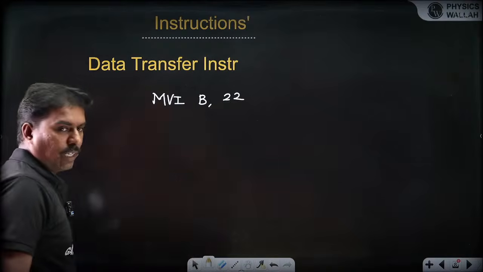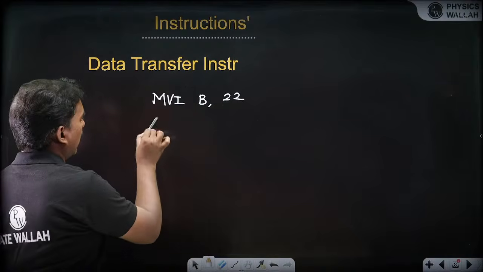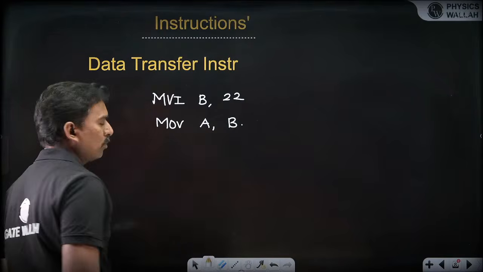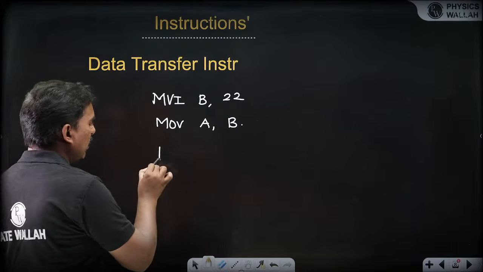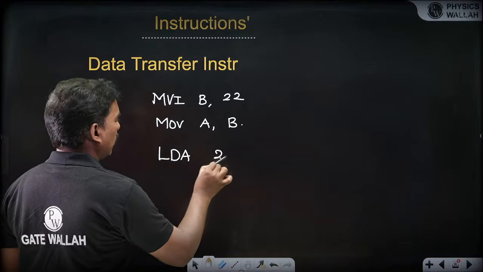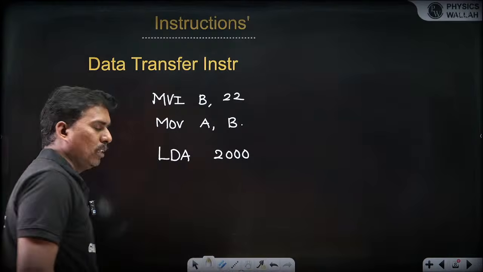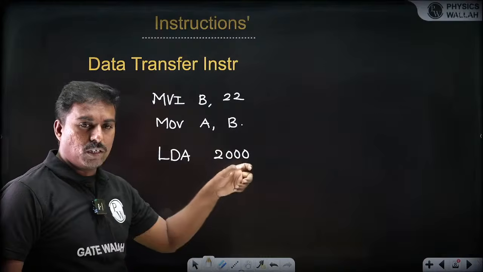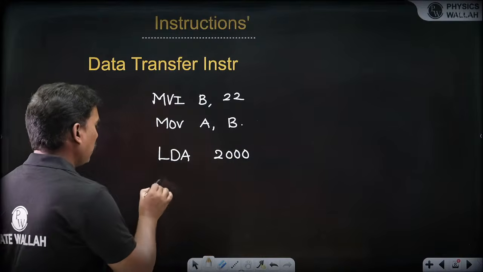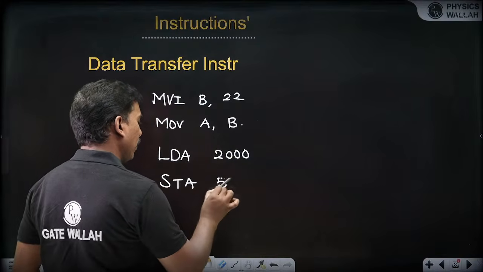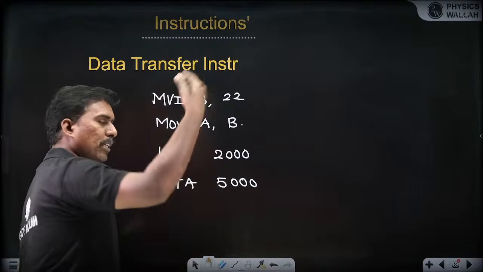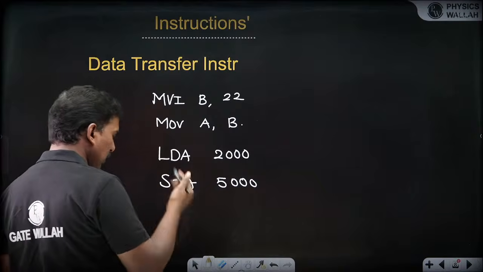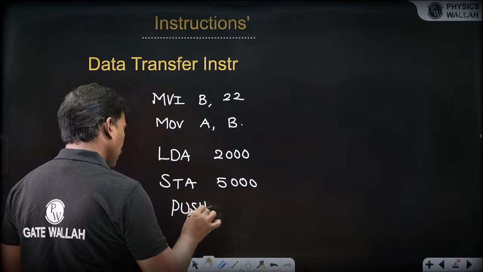So this is what we call the immediate addressing mode. Or next I can write MOV A comma B. These are register addressing modes. Next, LDA 2000. So 2000 is a memory location. The content in this memory location has to come into the accumulator. This is called a data transfer instruction. Similarly STA 5000, the content of the accumulator will go there. So these all are the different types of addressing modes and data transfer instructions. And push and pop.